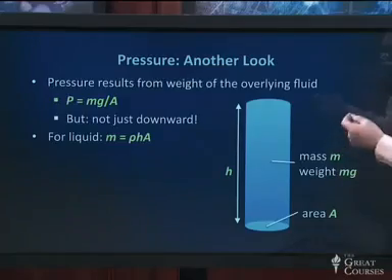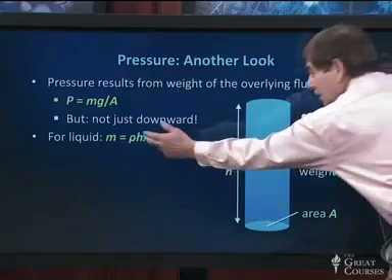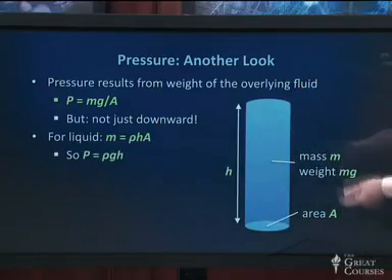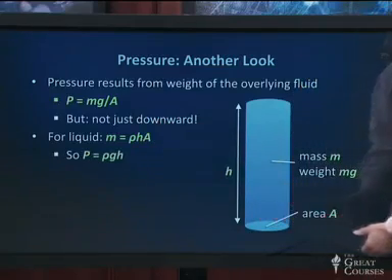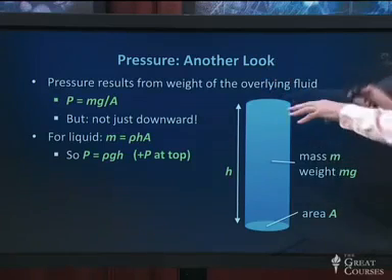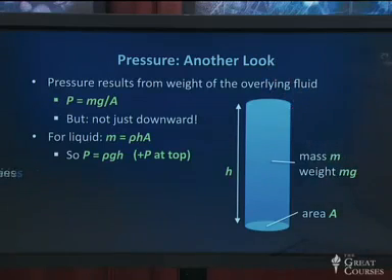For a liquid, the mass is the density times the volume, and the volume is the height times the area, and so P is rho g h. That's the pressure at the bottom, plus any extra pressure that was at the top. So we have, by this example, gotten back to our earlier result.